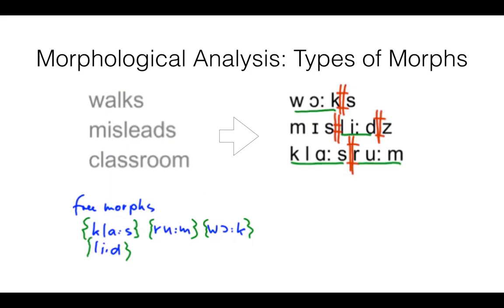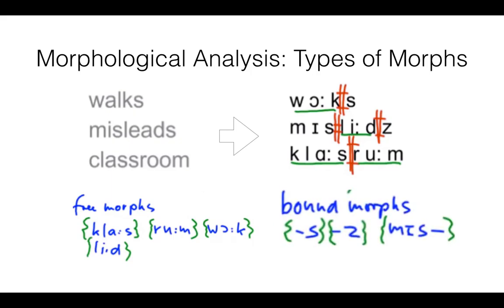You see the curly brackets in there? Because we are talking about morphemes. We use curly brackets in order to identify a morpheme. And then the other category, which we can take from these examples, walks, misleads, and classroom, are the bound morphemes. We have the third person singular S, third person singular Z, and then mis, which is a bound derivational morpheme.